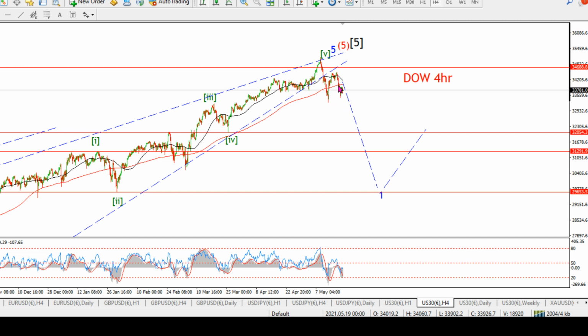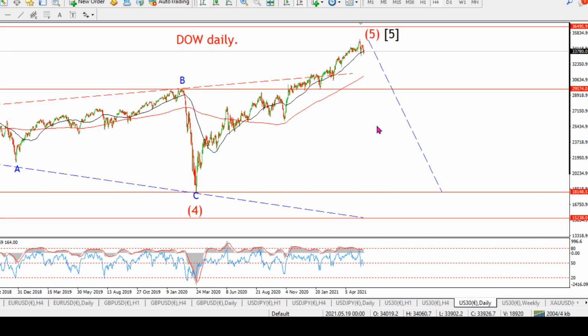Not quite sure if we are still building a second wave here, or if we have second wave complete and we're building initial decline into a third wave. That is yet to be decided.